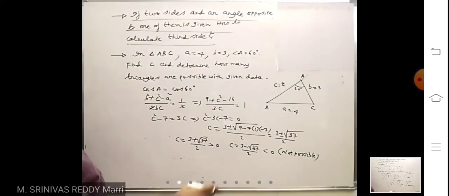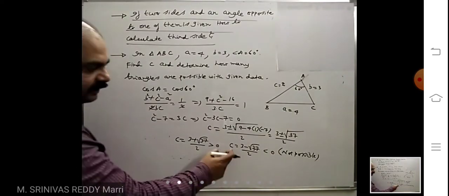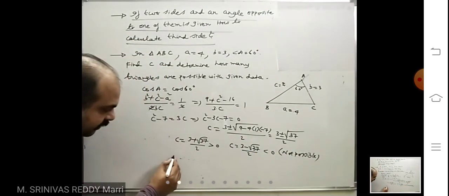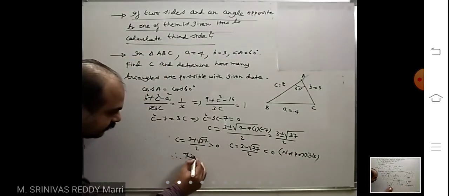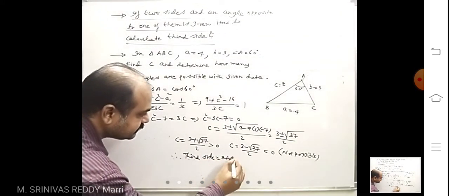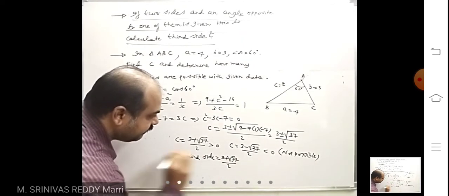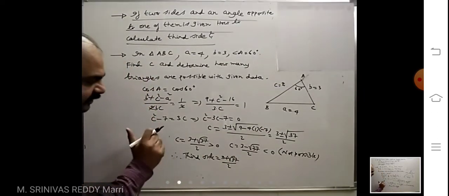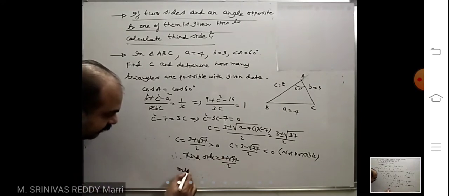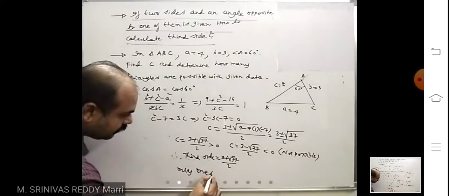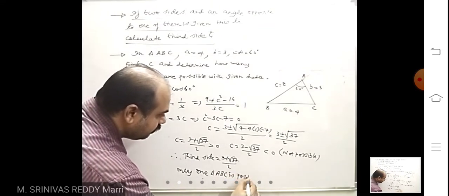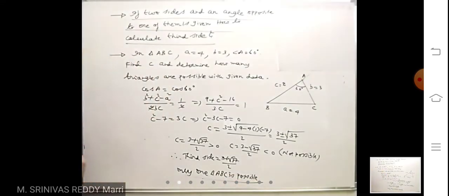You got two values, but one quantity is negative. The length of side c must always be positive, so this value is not possible. So what is the third side? It is 3 plus root 37 divided by 2. Therefore, how many values did you get for c? One value. One value means only one triangle is possible. Only one triangle ABC is possible.